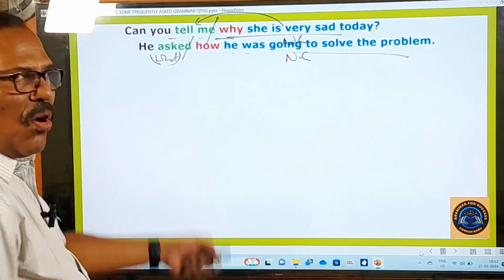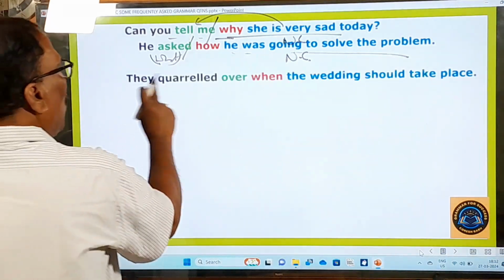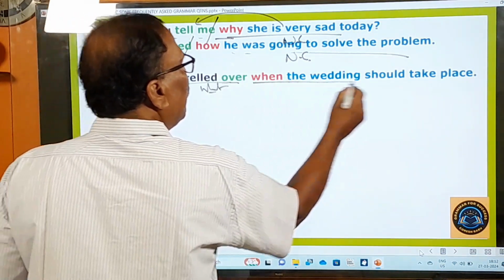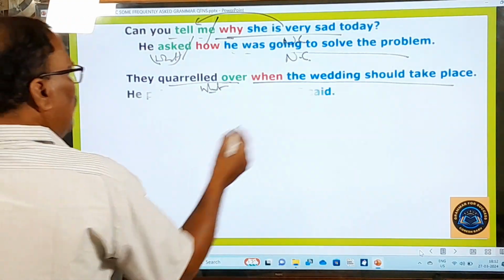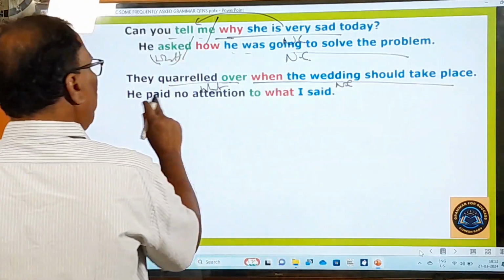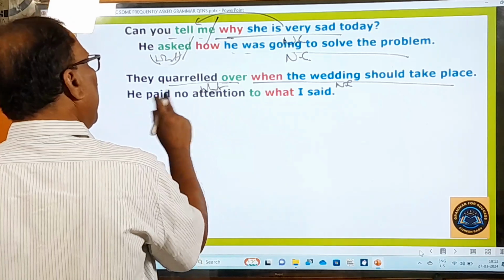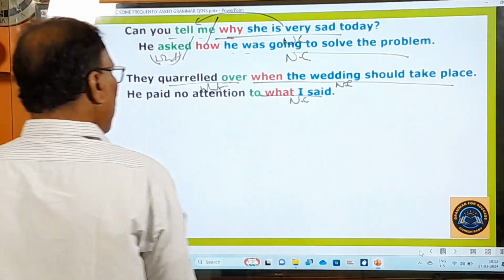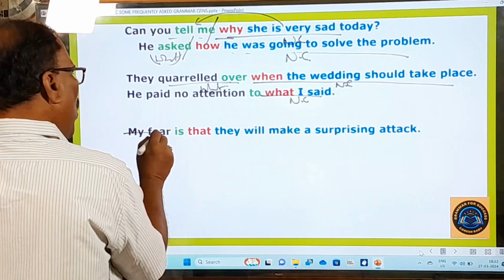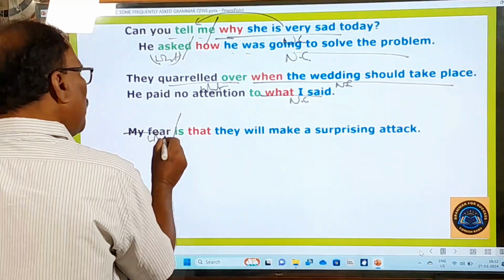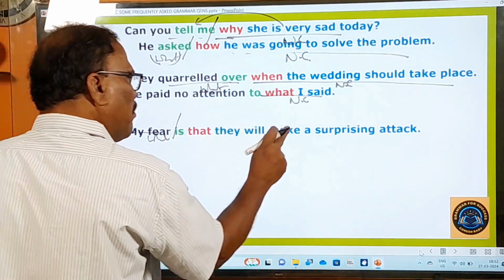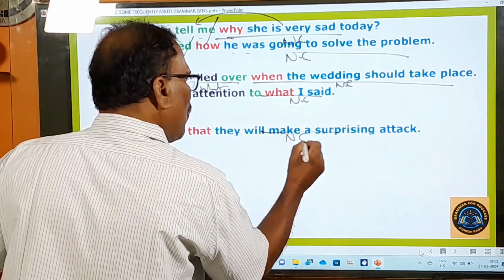So like that in all the examples, that's the thing only. They quarreled over what? When the wedding should take place. That is the noun clause. And he paid no attention to what? What I said. This is a noun clause. And here, my fear is what? You question. My fear is what? That they will make a surprising attack. So this is a noun clause, right?